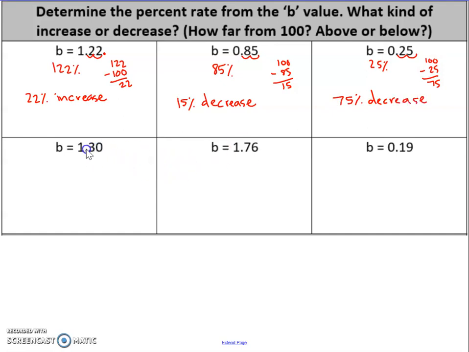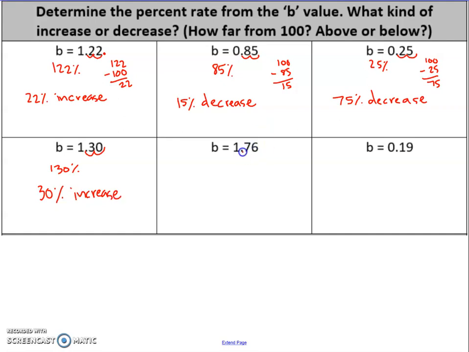All right, you feeling it? All right, here we go. Move my decimal twice, it's over 1, so this should be an increase. I'm at 130%. How far above 100 is that? It's 30% above, so we're at a 30% increase.